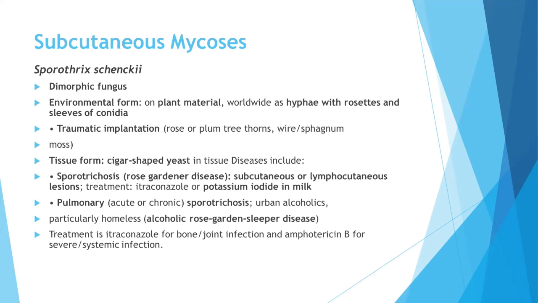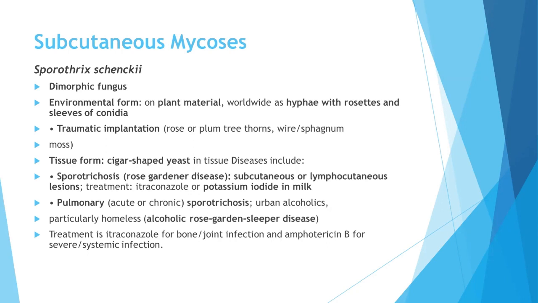So subcutaneous mycosis, Sporothrix schenckii, is the first organism that we are going to talk about. It is a dimorphic fungus and has an environmental form on plant material worldwide as hyphae with rosettes and sleeves of conidia. There can be traumatic implantation in the case of rose or plum tree thorns. This is a very important organism and very frequently asked in the examination. That is sporotrichosis.